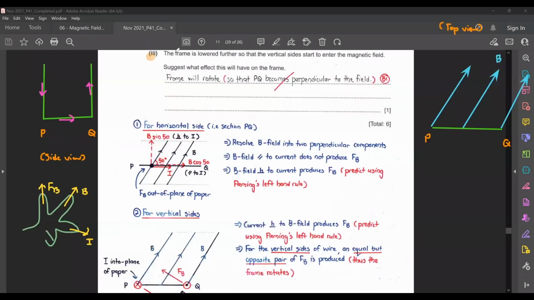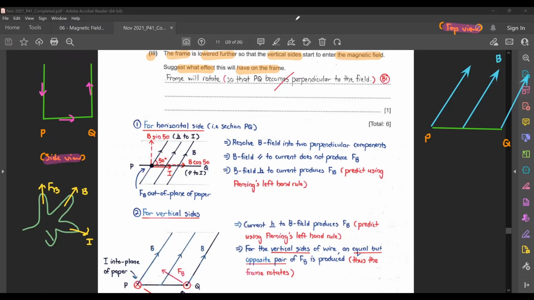So for the last part, the frame is lowered further so that the vertical side starts to enter the magnetic field. Suggest what effect this will have on the frame. So just to recap, the side view of the wire looks like this, with the current directions indicated. And then after that, the top view of the wire looks like this.